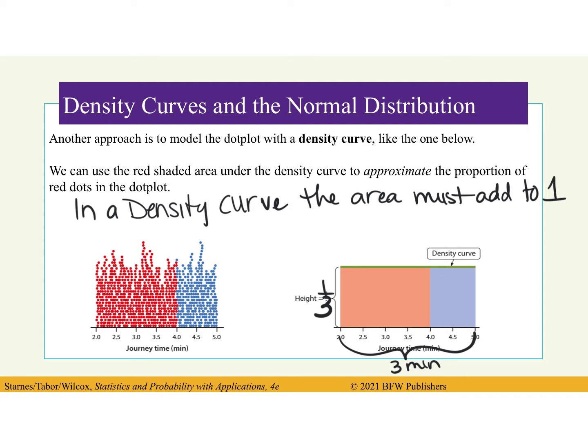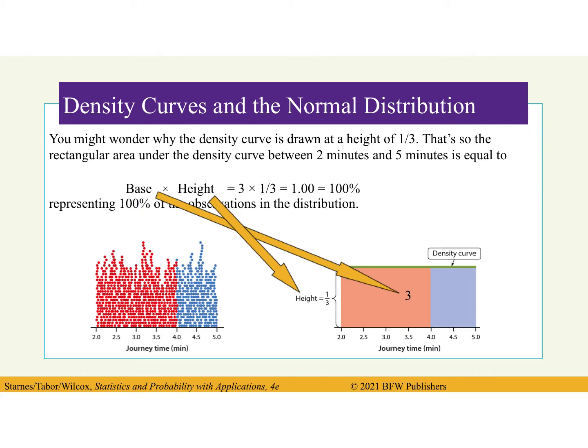So we can find an approximate proportion using the curve, not the exact. The exact, we would have to count all those dots, but we can get an approximation. So again, we talked about why the height is 1/3, because the area has to add to 1. So if this is 3 minutes, 3 minutes times 1/3 would give us 1, which is 100%.